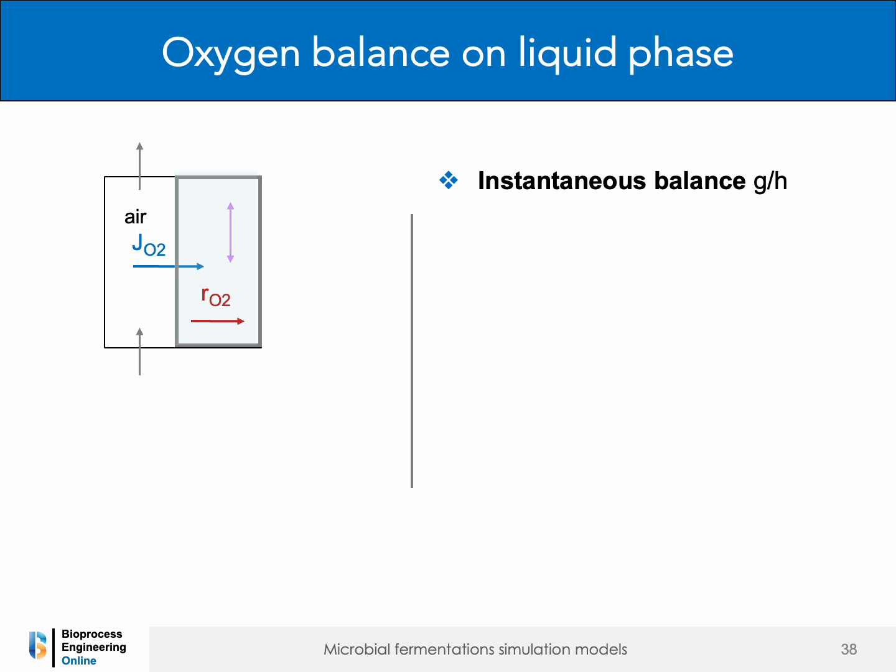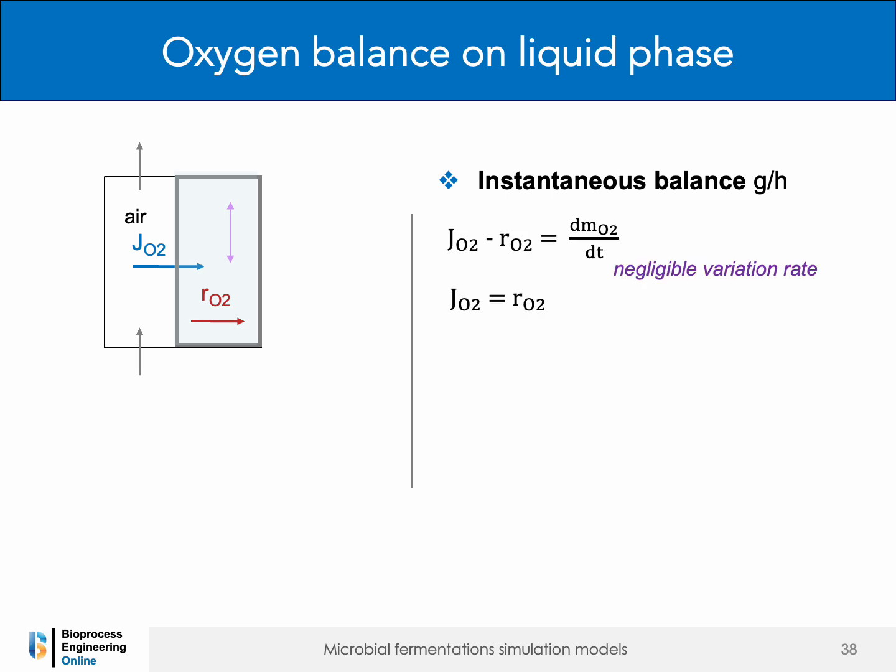The oxygen balance is more complex than the previous batch mass balances because oxygen is continuously supplied to the fermentation through aeration. To determine the time-dependent variation of the dissolved oxygen concentration, the oxygen balance is formulated for the liquid phase within the fermenter. The instantaneous oxygen balance on the liquid medium phase considers that oxygen is continuously transferred at the rate J_O2 from the air and consumed at the rate R_O2 in the liquid phase.